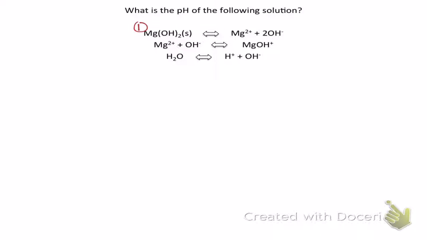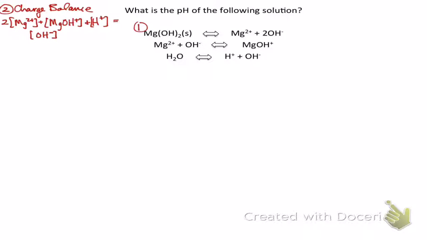We label the chemical reactions and we make sure that they're all present. We see that this is aqueous, and so we have our ionization of water, and we also have the other two chemical reactions that are provided. Next I move on to step 2, which is the charge balance. In the charge balance, we can see that magnesium plus magnesium hydroxide cation plus H plus are the various cations, and hydroxide is the only anion. So we make an accounting of those and write our charge balance equation.